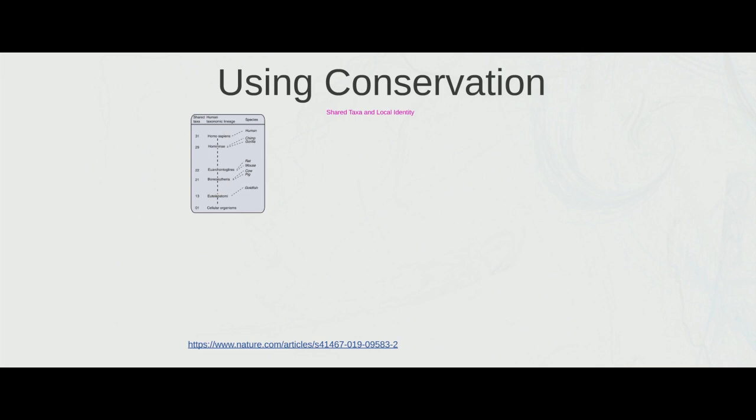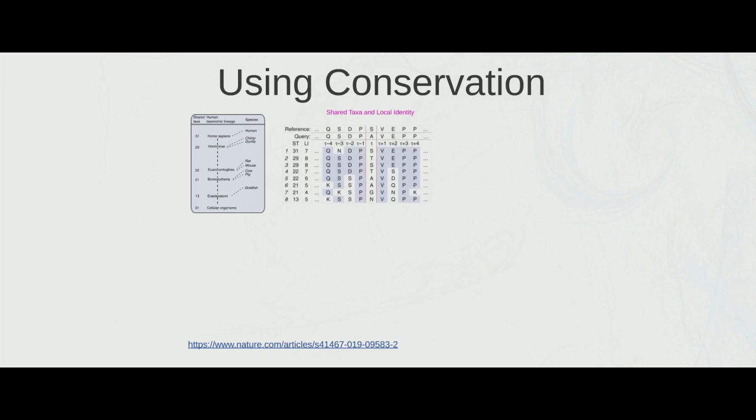So this is a relatively new paper that's using conservation scores to try to predict whether a change in a particular spot is pathogenic or benign. And they're doing this by something called a shared taxa score and local identity. So the shared taxa part is the slightly more complicated part. If you look at a tree here, this is like a simplified tree. Shared taxa has to do with how many shared edges of the tree do you have between humans and rats, or humans and fish, or cellular organisms, right? So the closer you are, like humans to humans, have a lot of shared taxa, and then it goes down.